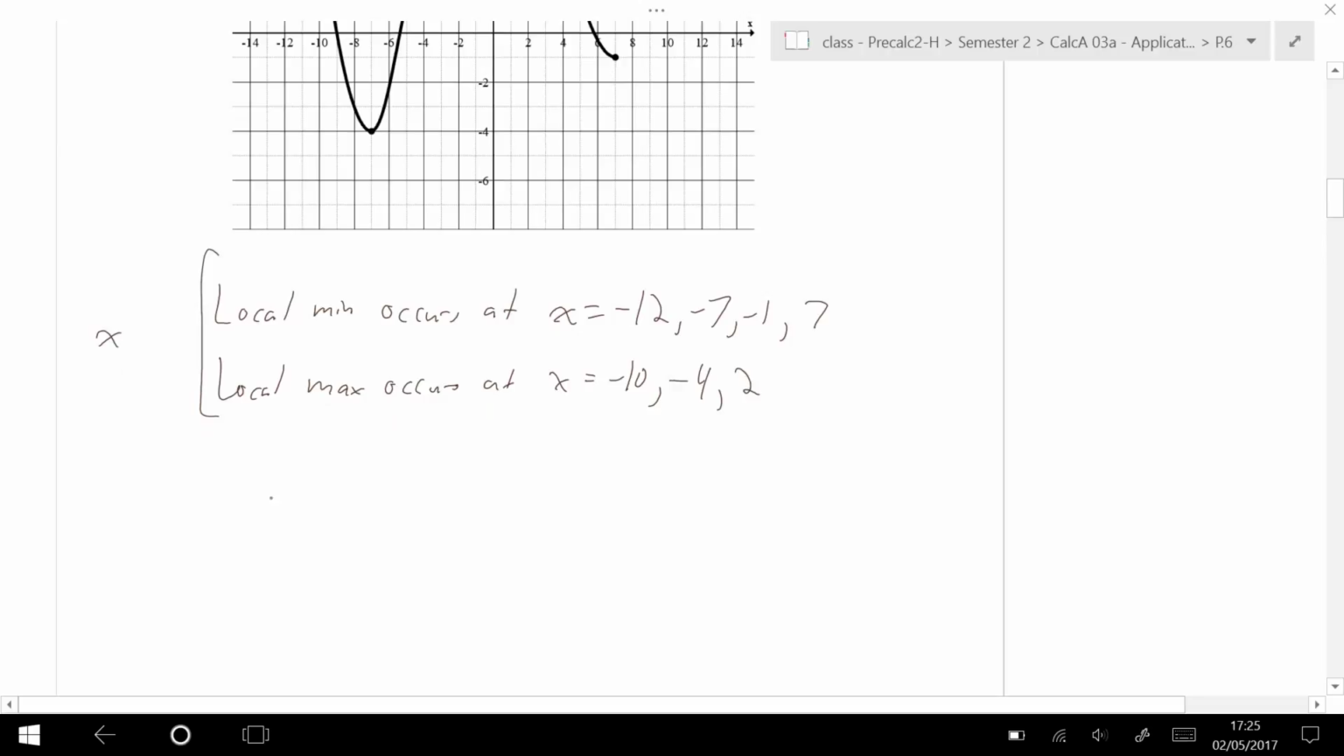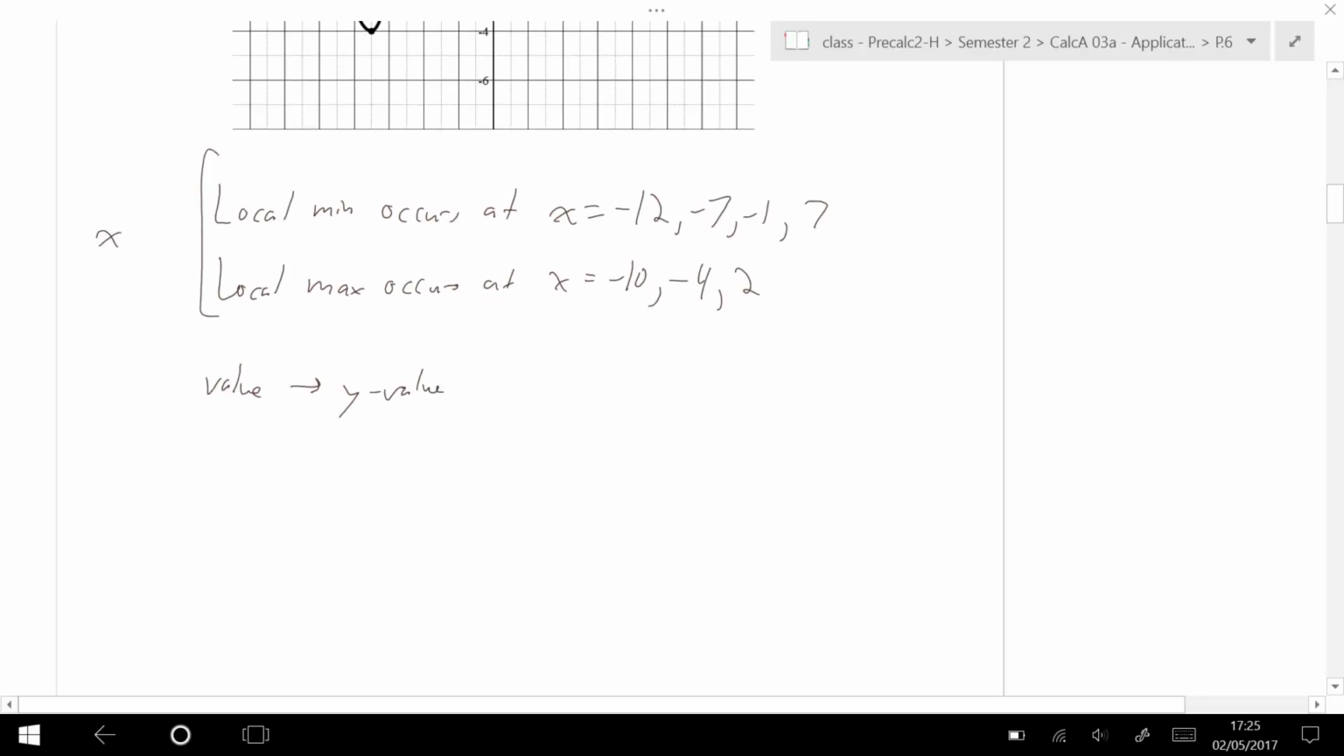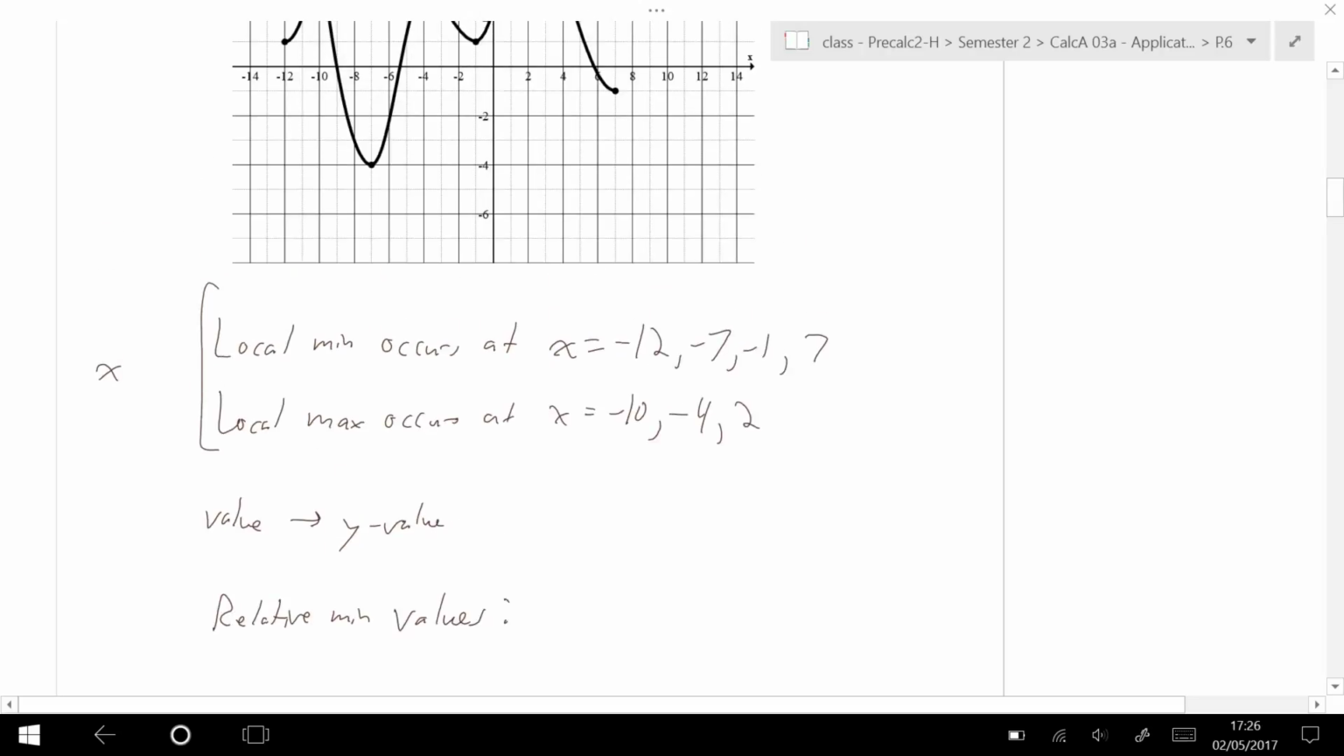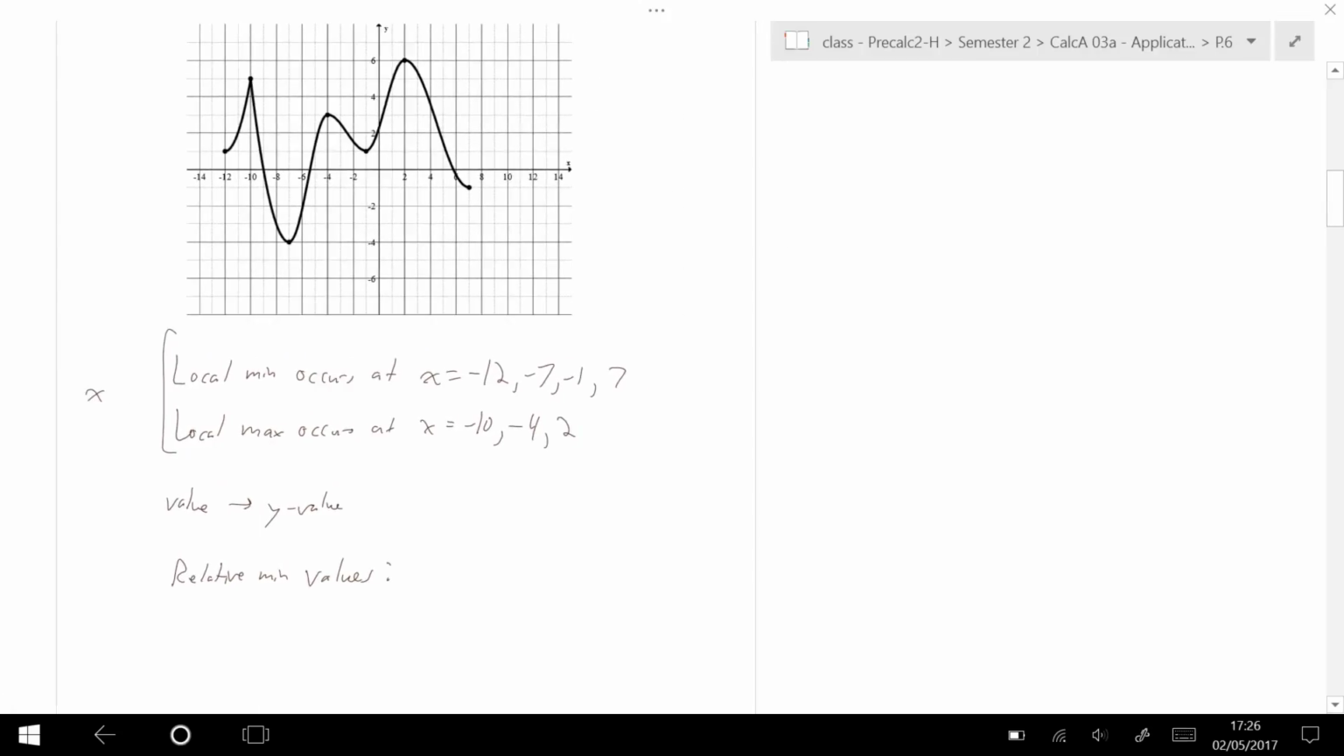Now if I say what are those values, not just where do they occur, but what are the values? Remember, anytime I mention a value, that means a y value. It's a shorthand for saying y value, so the value of a function is just the y value. The relative minimum values, because we're talking about y values, we know where they occur. Well, those y values are -4.